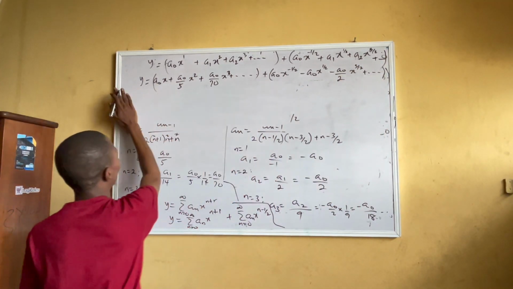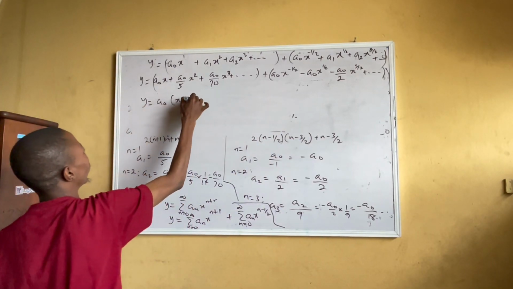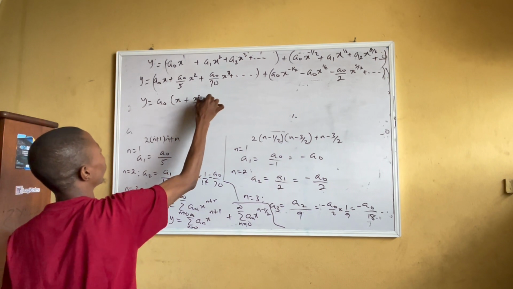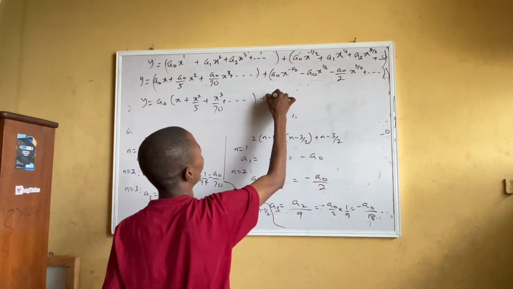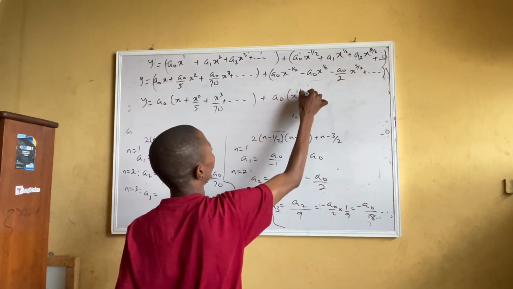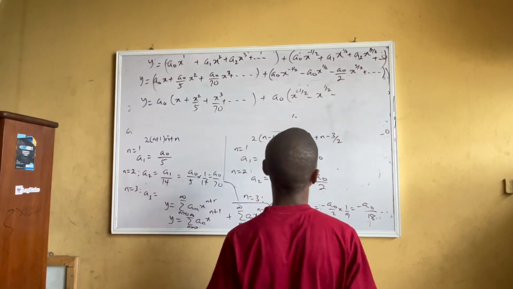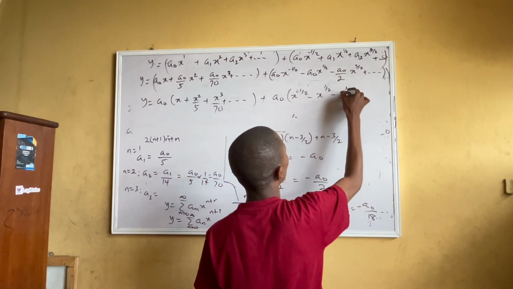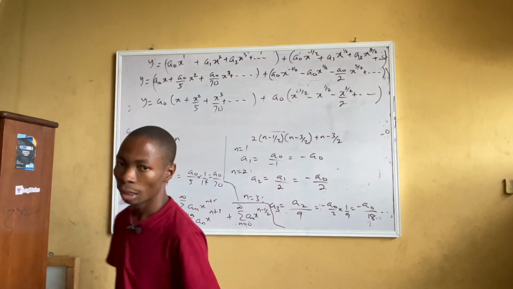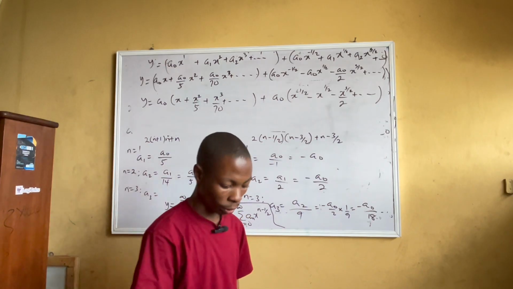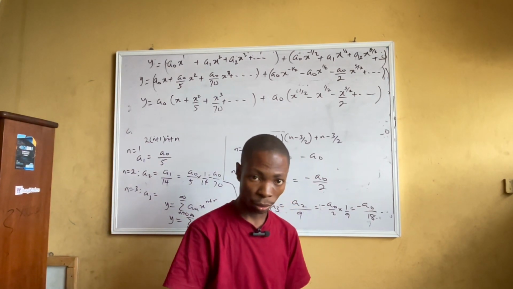Then factorize a0 into x, plus x squared over 5, plus x cubed over 70, plus dot dot dot. Then here you factorize a0 as well, x^(-1/2) minus x^(1/2) minus x^(3/2) over 2, like that. So that is how the solution will be. So basically that is how we are going to solve problems on the Frobenius method. So thank you.